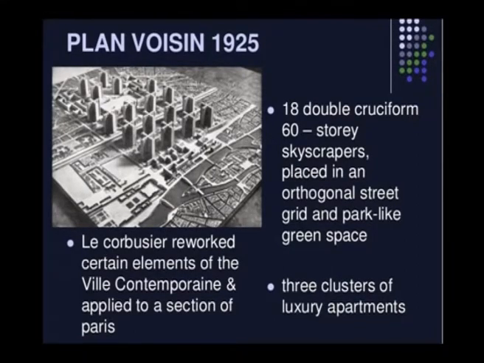This is Plan Voisin in 1925. He actually reworked the plan of the Radiant City and applied it to a section of Paris. Based on the criticisms and other things, he decided what changes he could make to make the Radiant City a better one. 18 double cruciform 60 story skyscrapers. You can see the cruciform over here, it's laid out in a cross. They are placed in an orthogonal street pattern grid and park-like green space. Three clusters of luxury apartments, there you can see them.